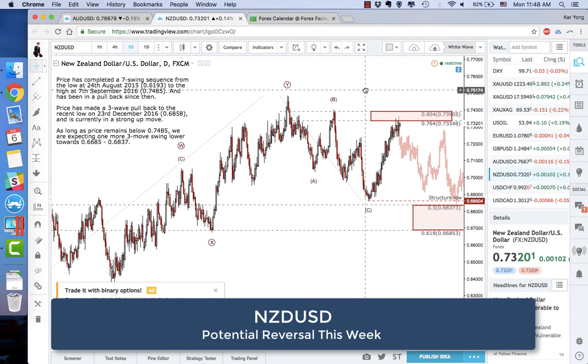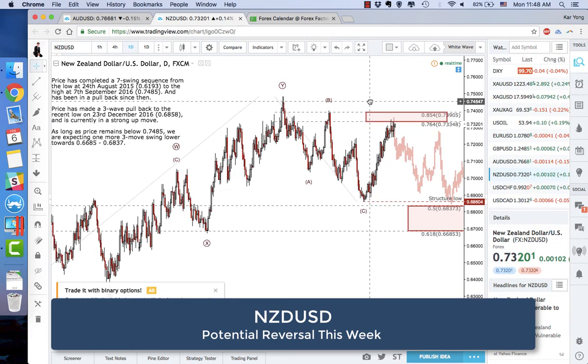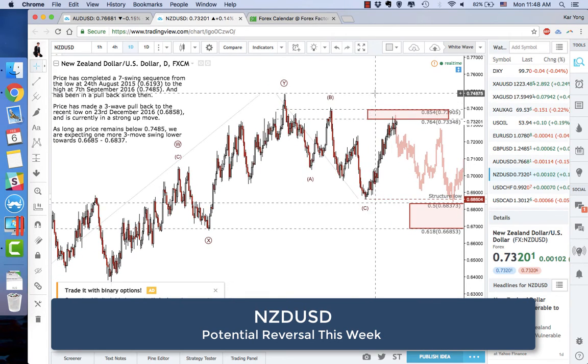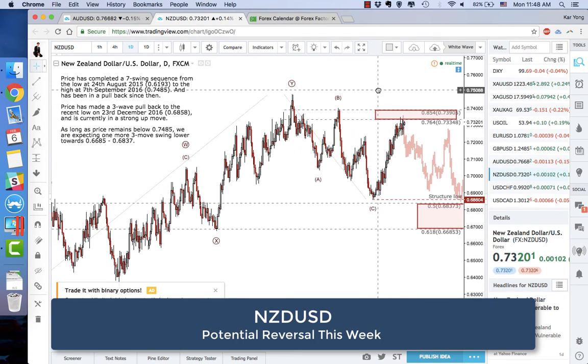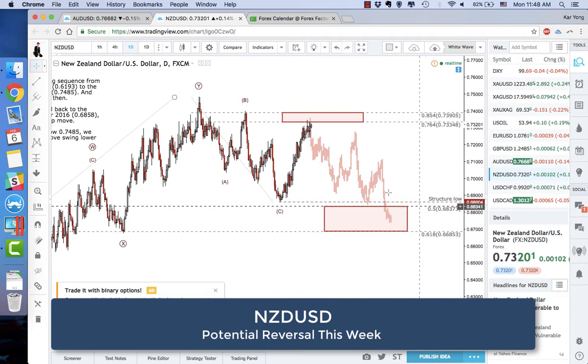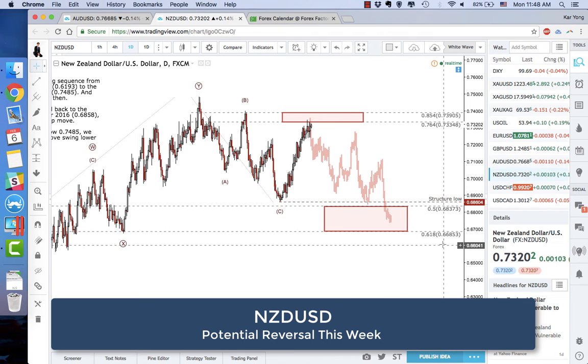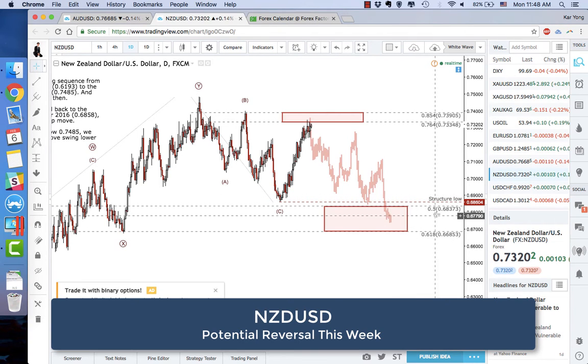So what is going to happen is that it's probably not completed, so we expect one more move lower, at least a 3-wave move. It can be 5, but minimally we are targeting a 3-wave move lower towards this area of 0.6685 to 0.6835. The potential reversal zone will be somewhere around up here.